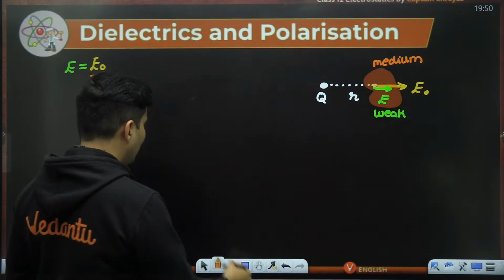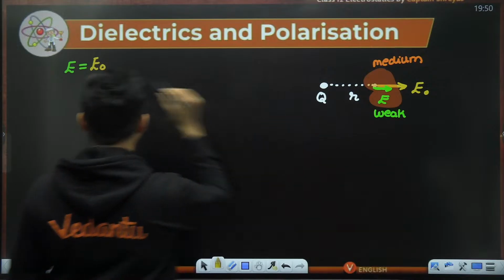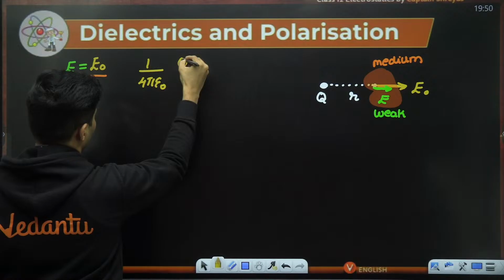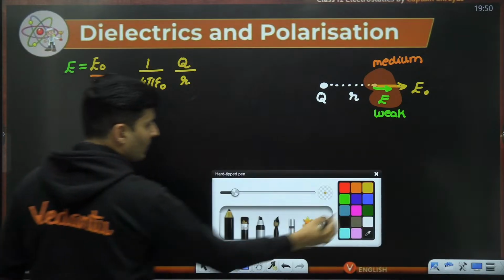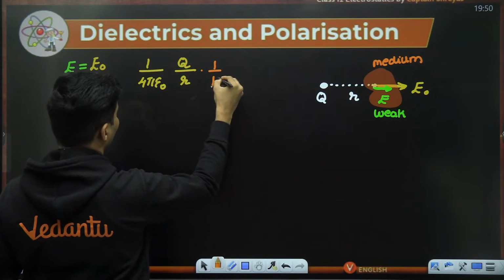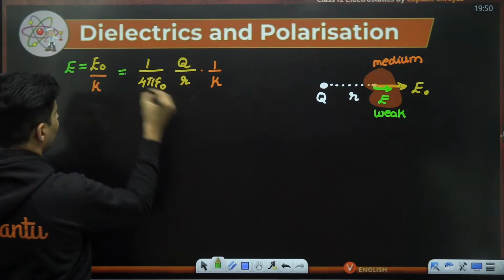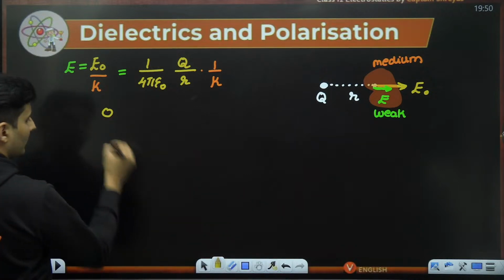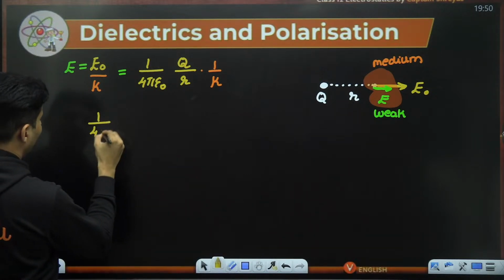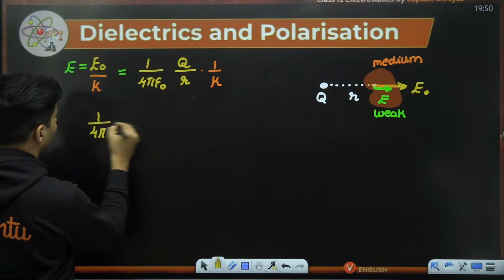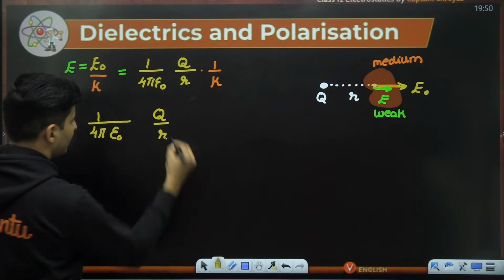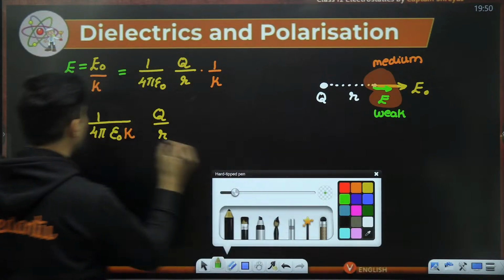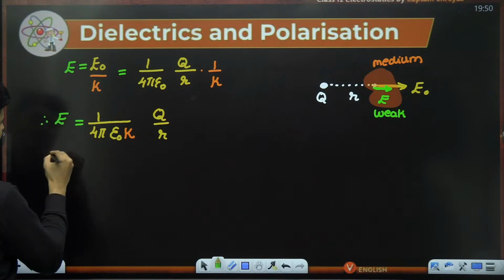Okay, so start substituting the values and see what you get. Usually our E naught value is 1 by 4 pi epsilon naught, charge divided by the distance. And needless to say, you now have to divide it by K. Okay, observe one interesting thing. I'll put 1 by 4 pi, epsilon naught, Q by R as it is, and this K, I'll put it with epsilon naught. Observe now what is happening.